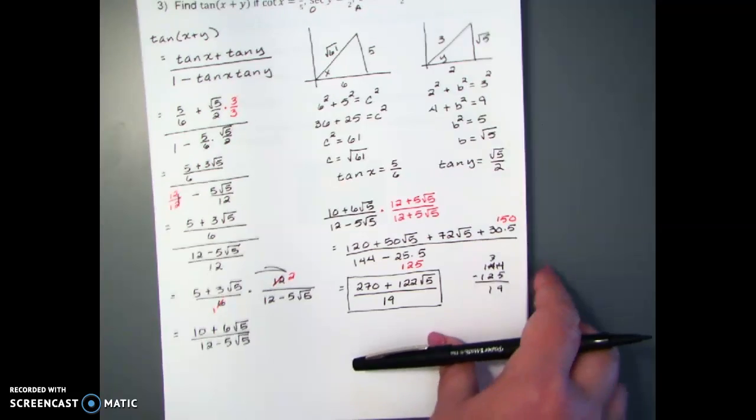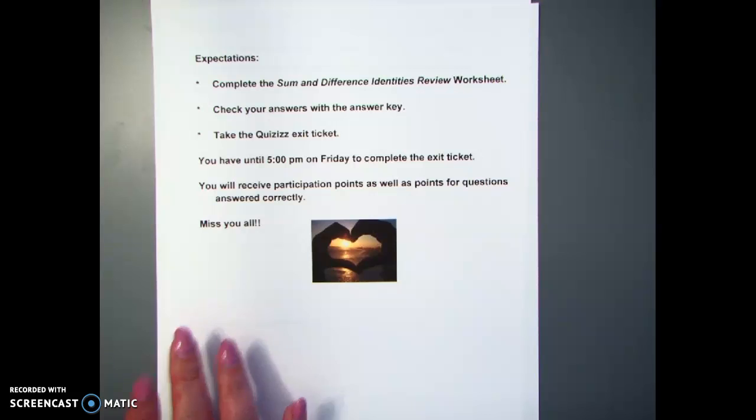All right, so my expectations are for you to complete the sum and difference identity review worksheet. Check your answers with the answer key that I'll have up in just a moment, and then take that quiz's exit ticket. So you're going to have until 5 o'clock today to finish that exit ticket, and you're going to receive participation points as well as points for the correct questions.